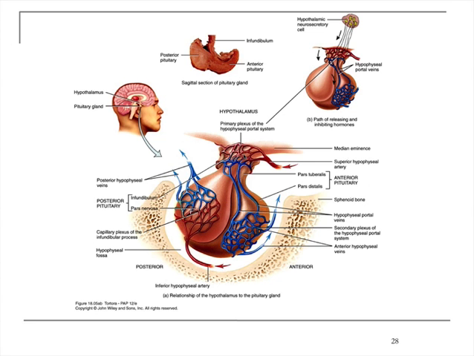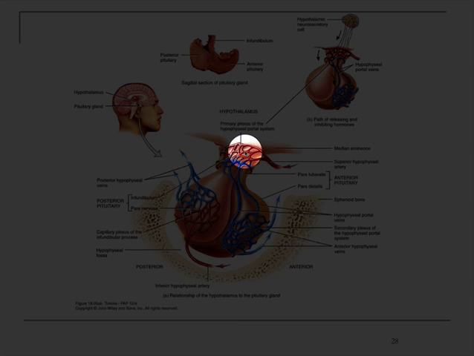In contrast to that are the other hormones that are made up in the hypothalamus, but they enter the bloodstream down here and then stimulate other hormones to be released from the anterior lobe.